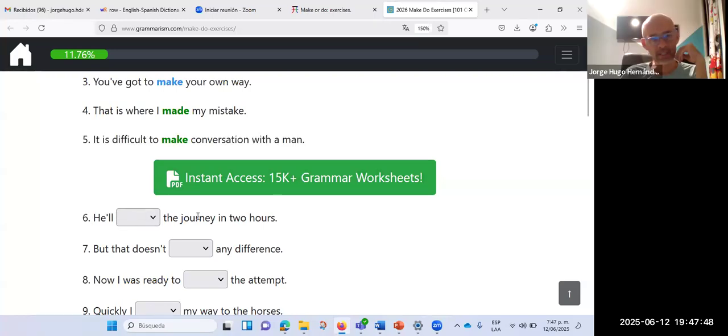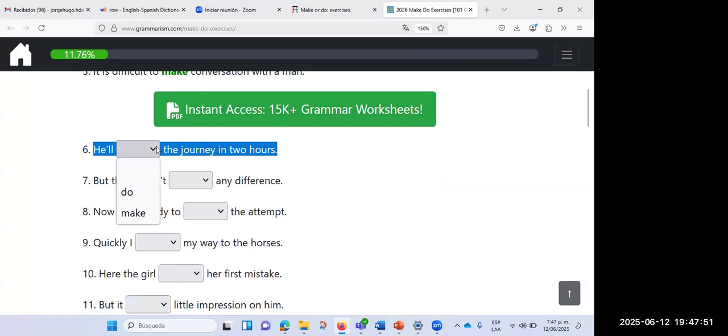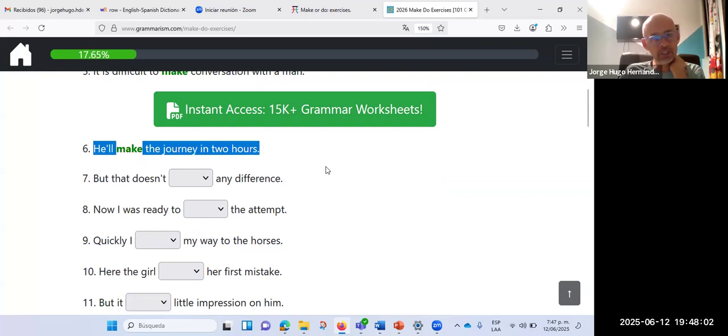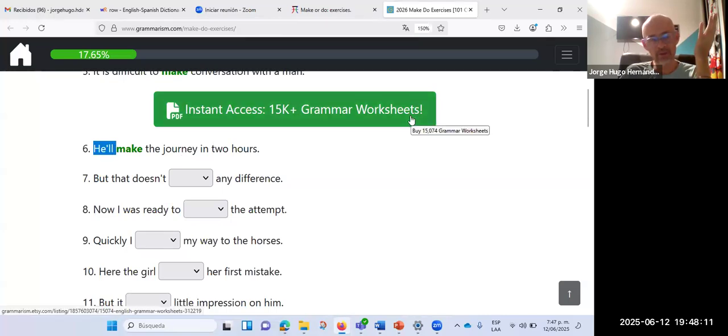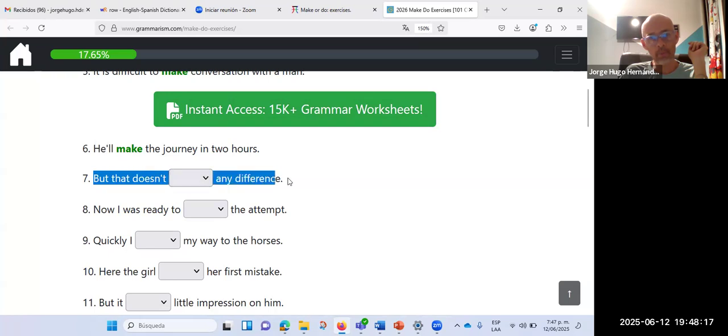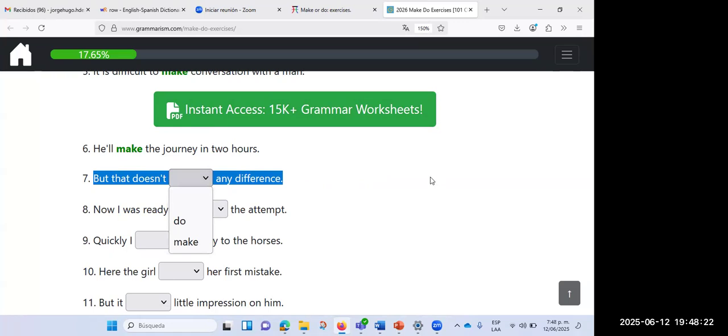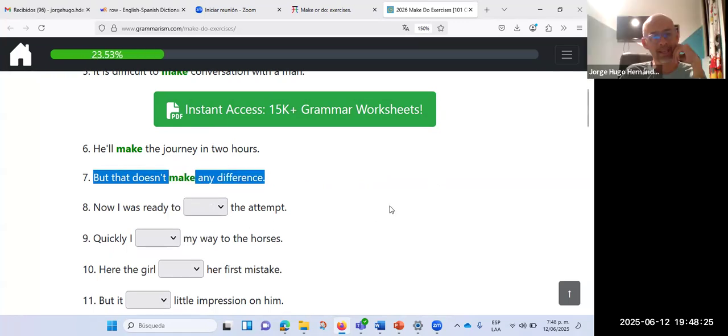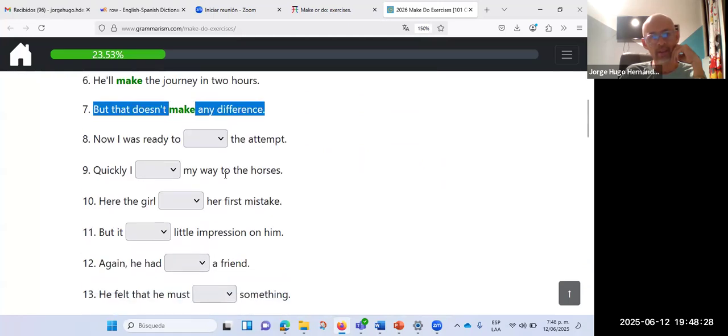Okay. Number 6, Ingrid. He'll make the journey in 2 hours. Okay, remember that he'll is the contraction of he will, no? Future. He'll make the journey in 2 hours. That's correct. Santiago, that doesn't make any difference. Okay, that doesn't make any difference.